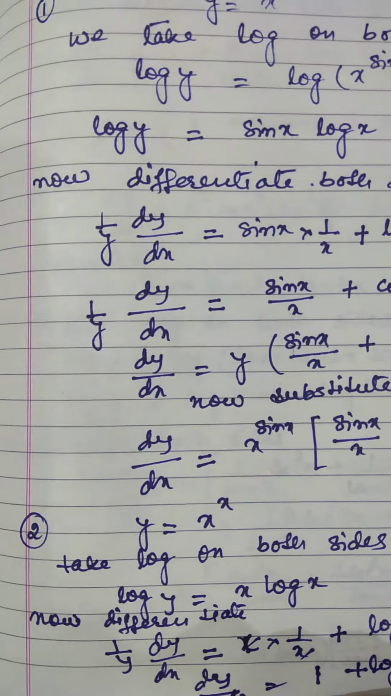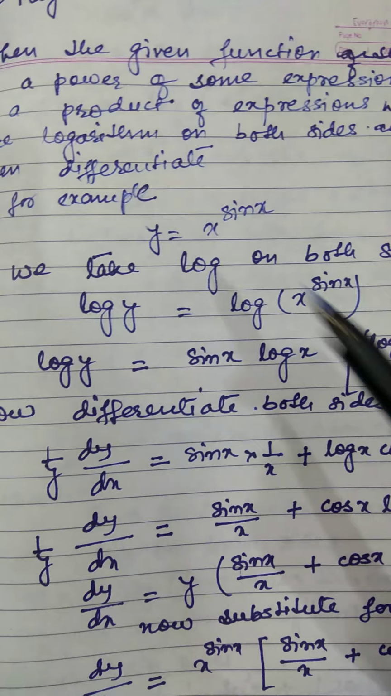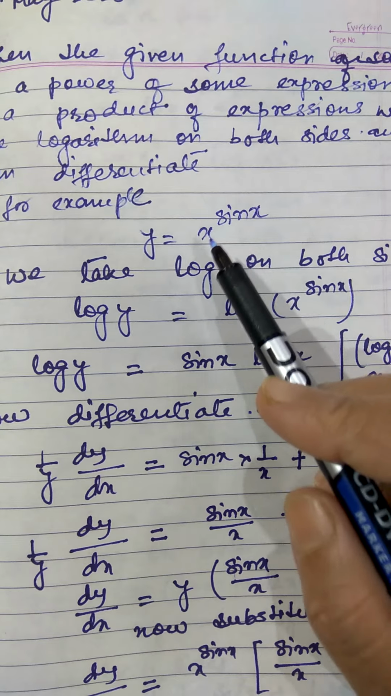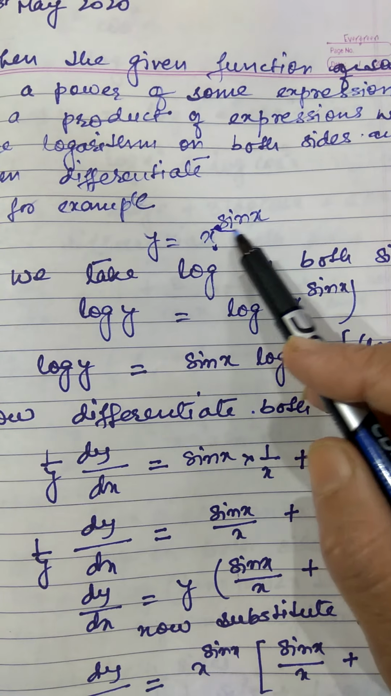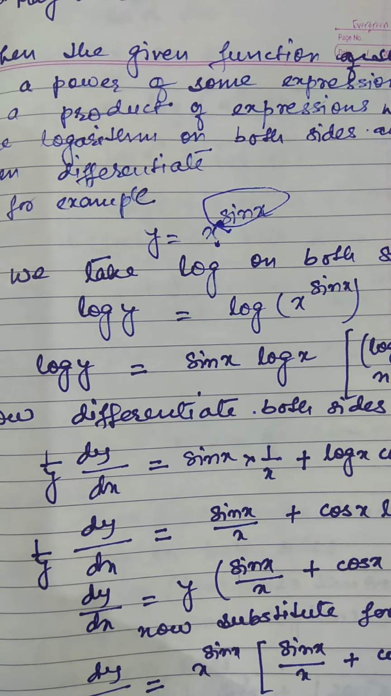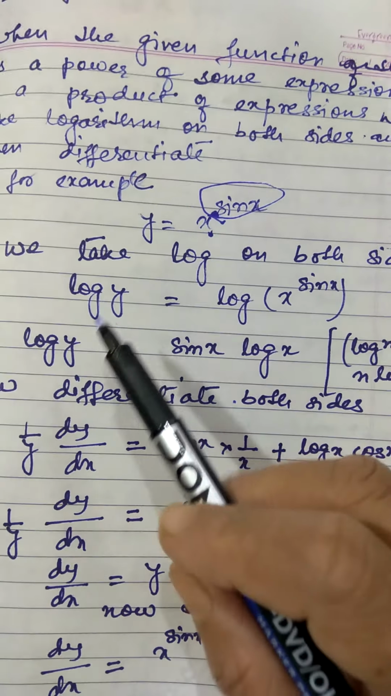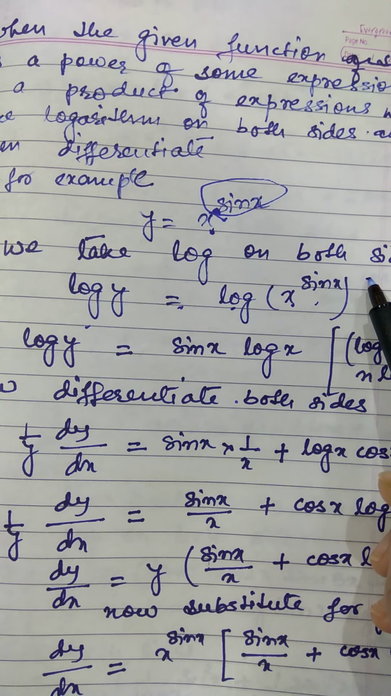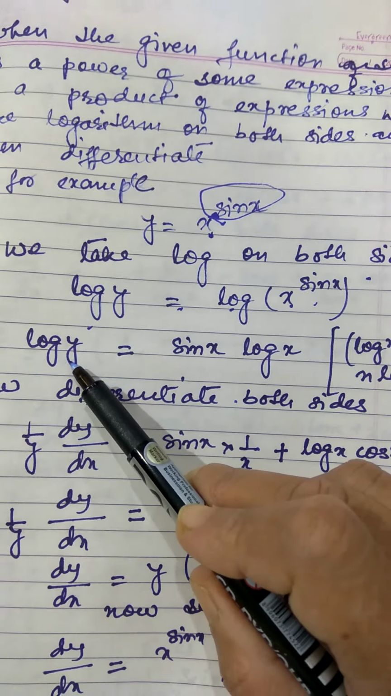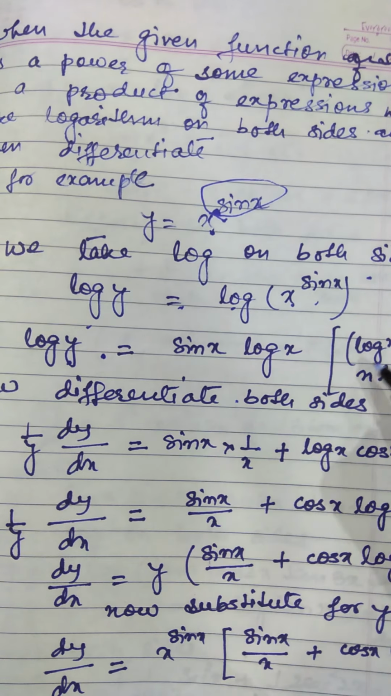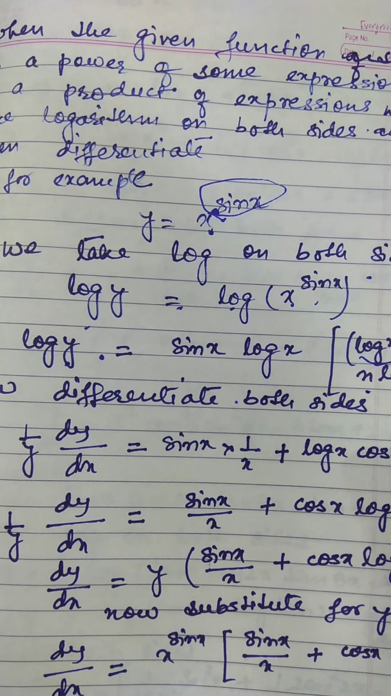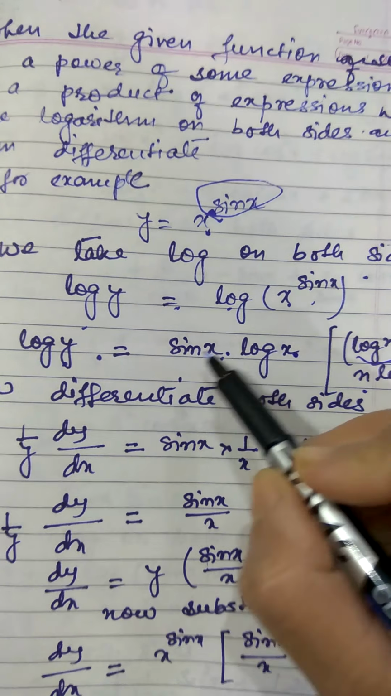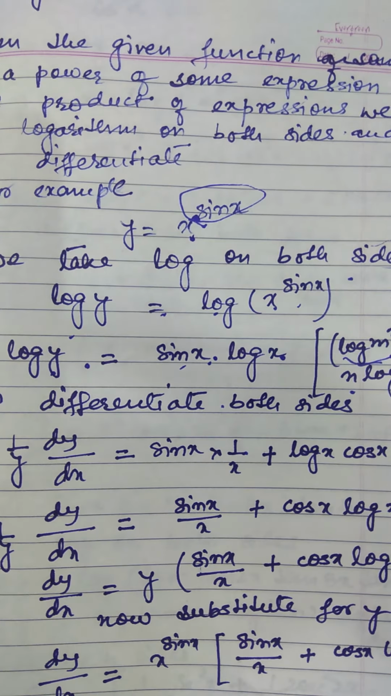For example, we are taking y equals x raised to the power sine x. You see, this is an algebraic expression and the exponent is also an expression. So what we do, we take log on both sides. Log y equals log x raised to the power sine x. So this becomes, using the rule log m raised to the power n equals n log m, sine x log x. Now you see this is reduced to product form.